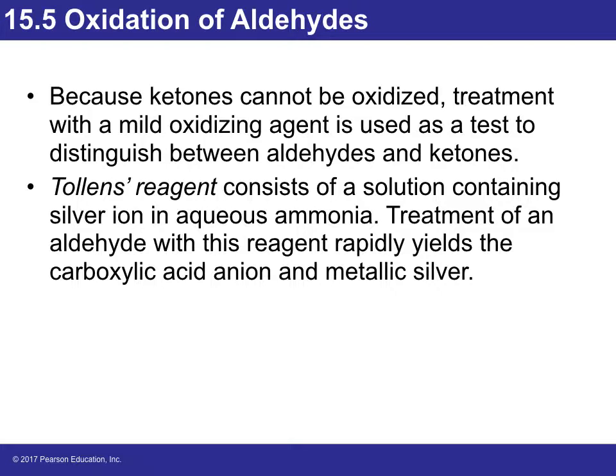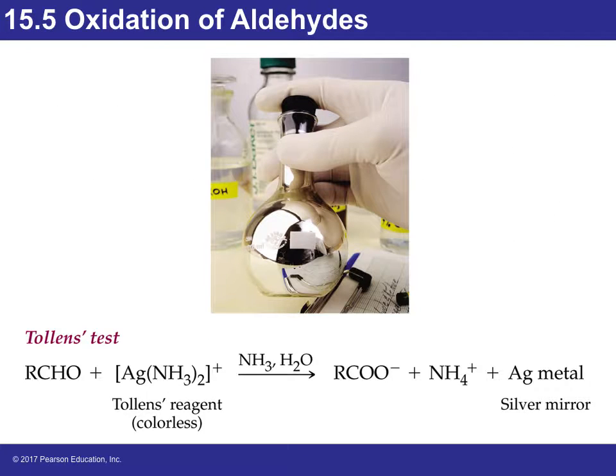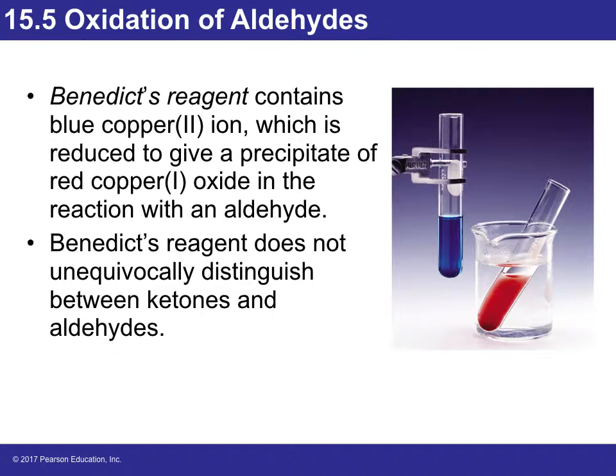One of them is called the Tollens reagent. It's a really cool reagent. It contains silver ion in aqueous ammonia, and when you treat the aldehyde with that reagent, you're going to have the carboxylic acid anion and the metallic silver, which is what's shown right here covering that Erlenmeyer flask.